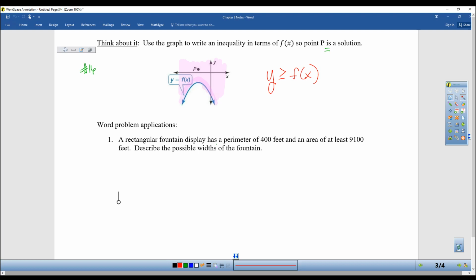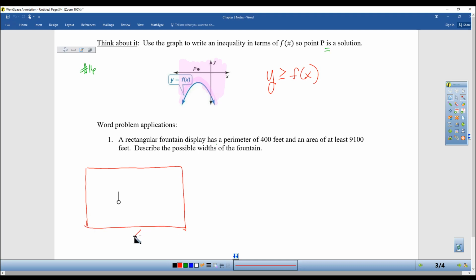Okay, we have 2 word problems to do. The first one says, a rectangular fountain display has a perimeter of 400 feet. Actually, it said rectangular. I drew it as a square, so I don't always make my drawings perfectly accurate, but we can improve on them a little bit.